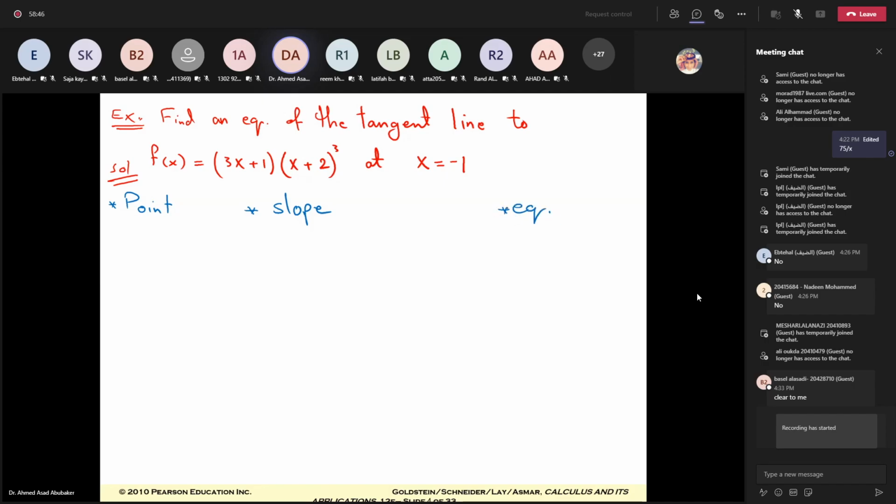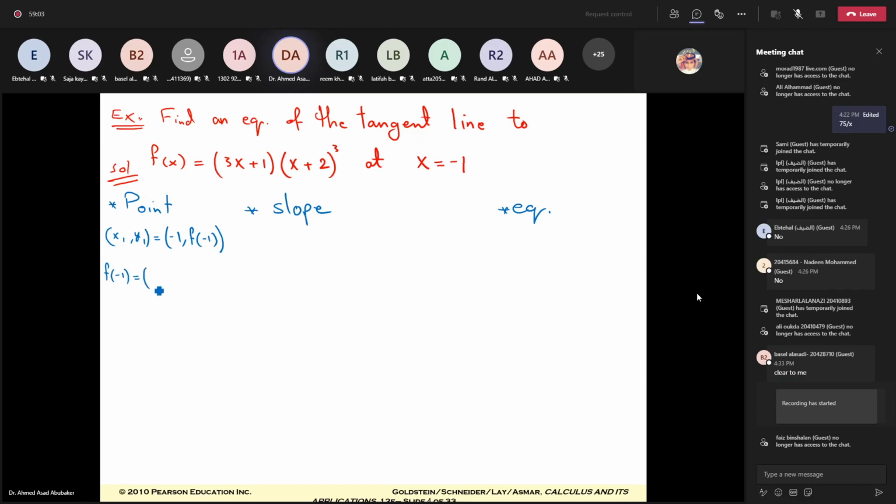Okay? To find this point, this means we need x1 and y1. So this is equal to what? Negative 1 and f of negative 1. So f of negative 1 equals 3 multiplied by negative 1 plus 1, multiplied by negative 1 plus 2 to the power 3. This equals negative 2 multiplied by 1, which is negative 2. So the point is negative 1 and negative 2.